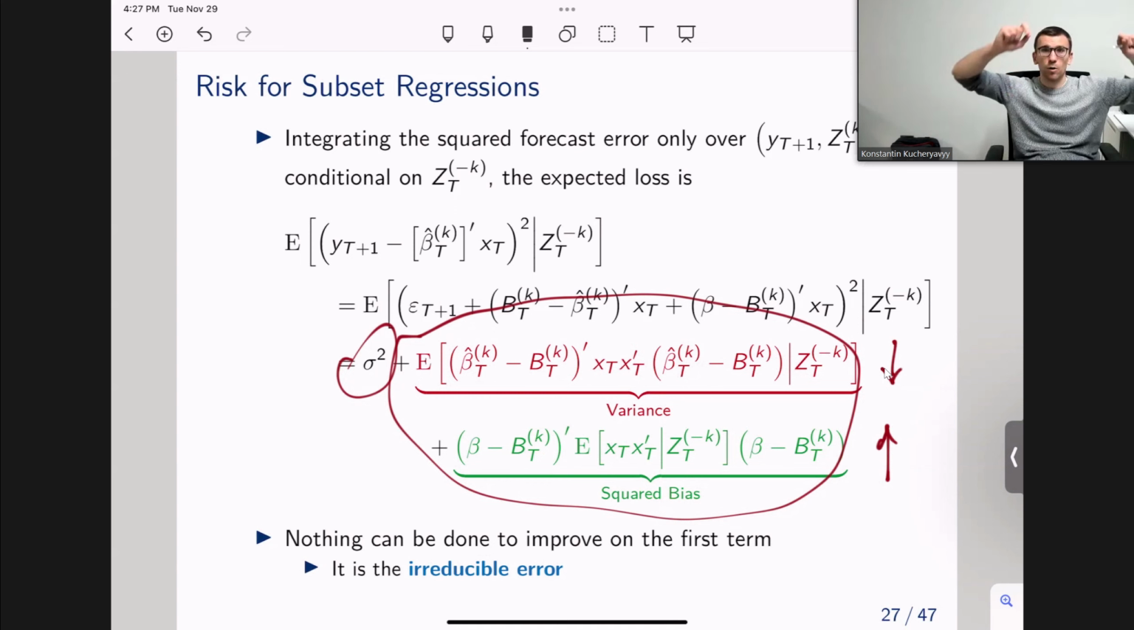And this is exactly why, even if you know the right set of regressors, and you're absolutely sure that this is an important regressor and this is an important regressor and like 50 other regressors are important, because of the finiteness of your sample, you might be willing to throw away some regressors.